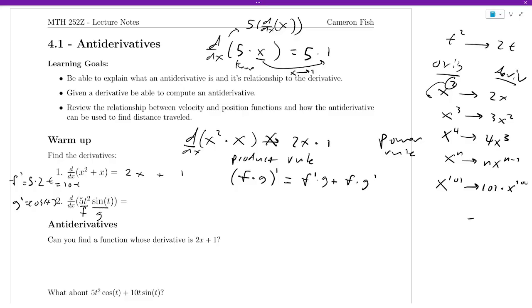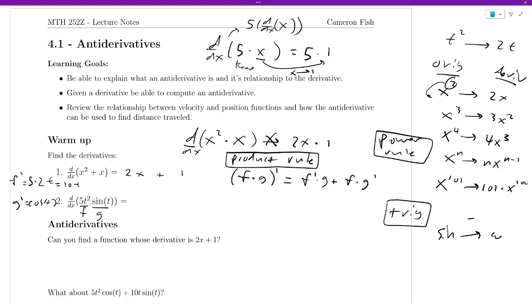In addition to the power rule and the product rule, here's maybe boxing some of the rules we learned. We've got the power rule, the product rule, and there's also trig stuff. The most important one is that sine goes to cosine. There are other ones, right? Cosine goes to negative sine.